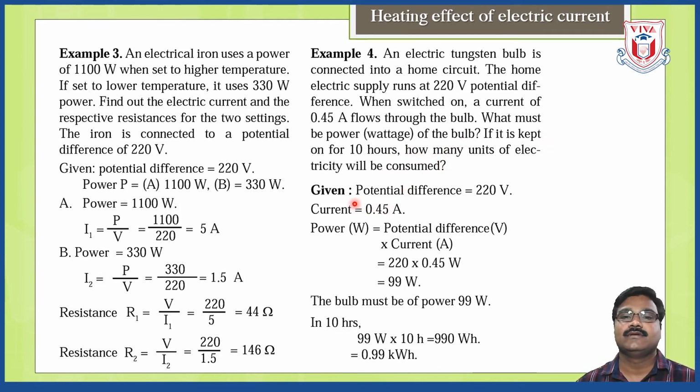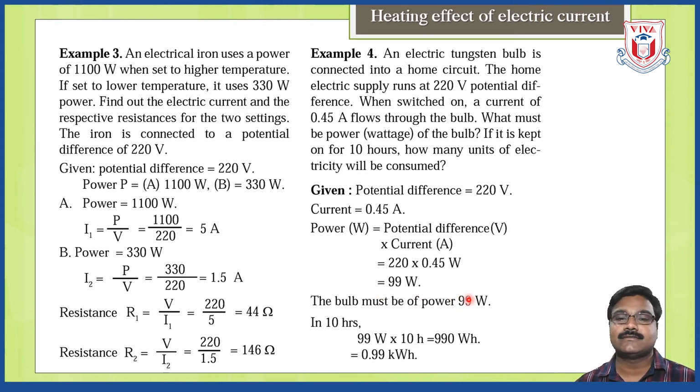Let us see. Given is potential difference, that is 220 volt, current is 0.45. Therefore the power can be calculated by potential difference into current, that is 220 into 0.45, which is 99 watt. Therefore the bulb must be of power 99 watt.